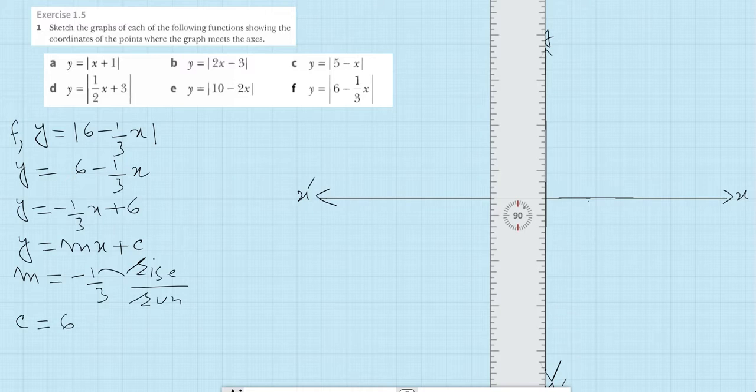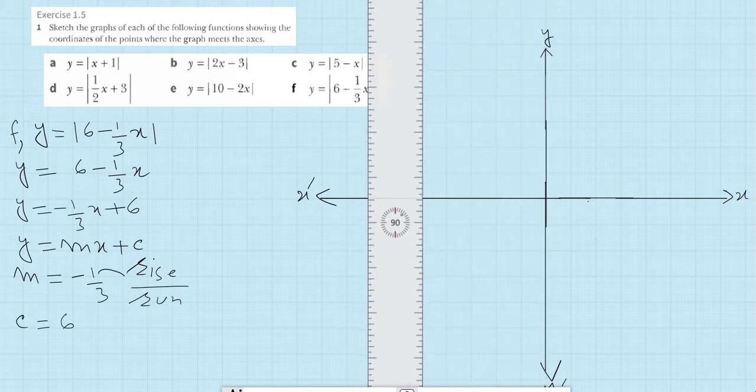Now, after drawing our x and y axis, what I told you in previous parts, first find out the y-intercept. So in this case, y-intercept is 6. If I take 1 square as 2, then 2 squares is 4, and then 3 squares is 6. Mark a cross at point 6 because this is our y-intercept.